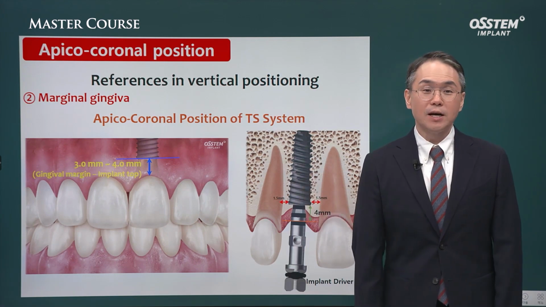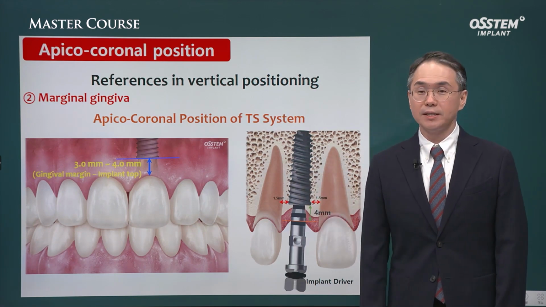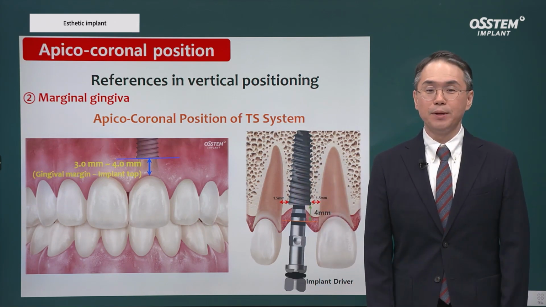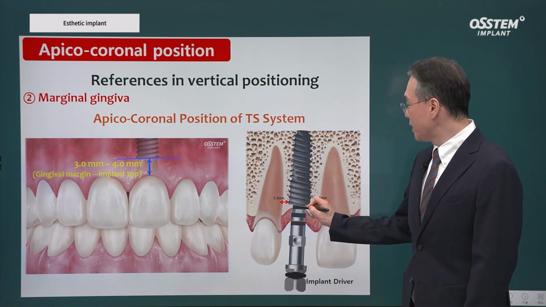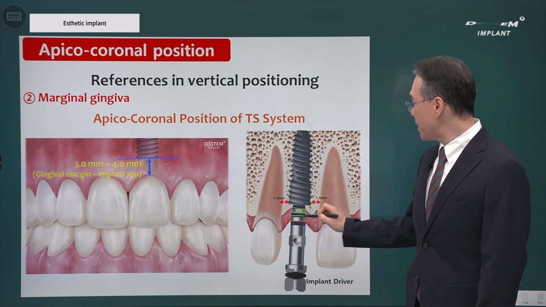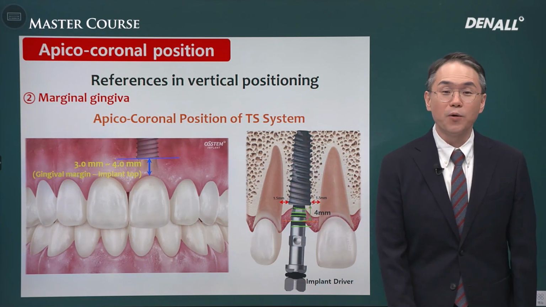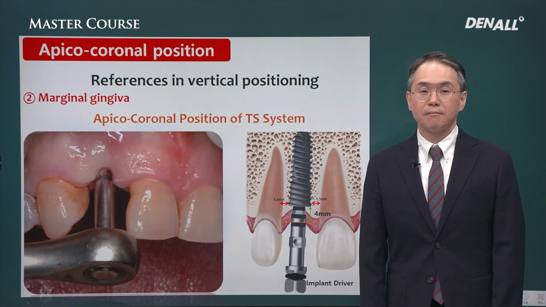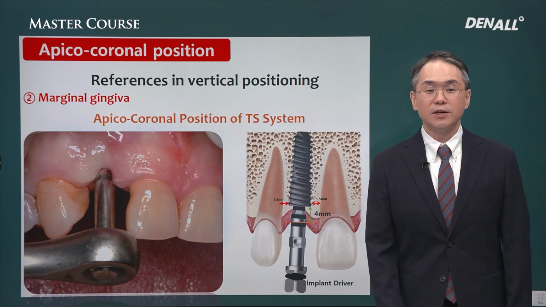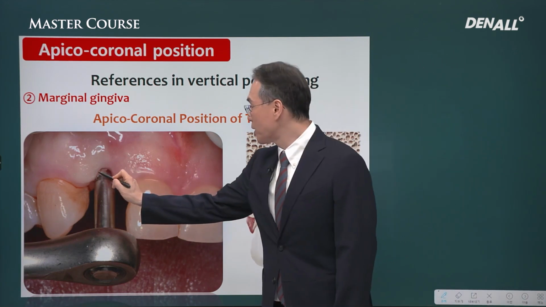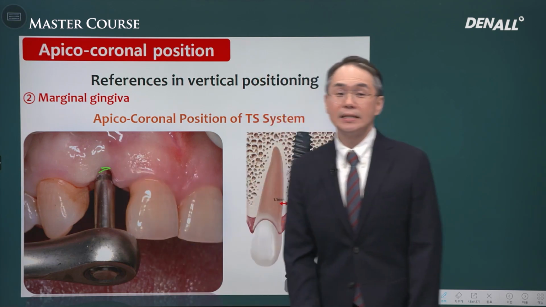When placing a no-mount type implant, you use the implant driver to adjust the depth, and you can use the scale on the ruler. As shown, there are 1, 2, 3, 4, and 5 millimeters marked. By using this, you can control the depth. The implant driver can be used, and from the most apical position to the implant top, if you set it as 4 mm, then it will be the ideal vertical depth.